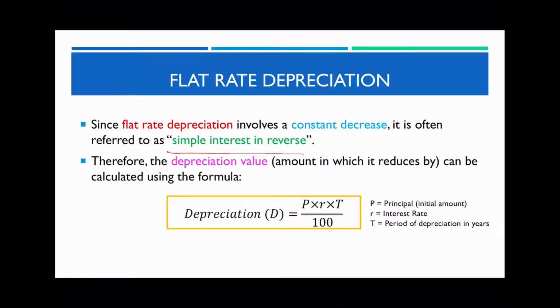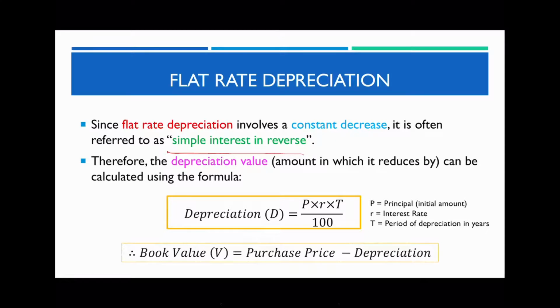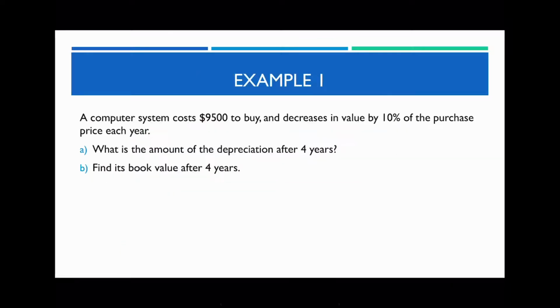Okay, so because we now know the formula for flat rate depreciation, we can therefore calculate the book price, meaning the price of any product after whatever number of years, given that we know the initial price, the purchase price, as well as the principal. Okay, so let's look at some examples over here so that you have a better understanding.